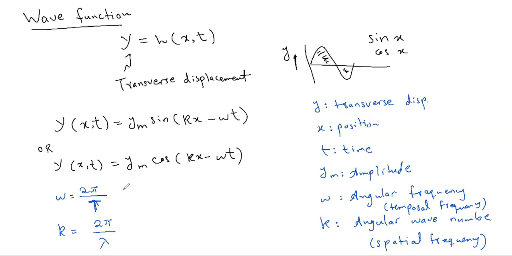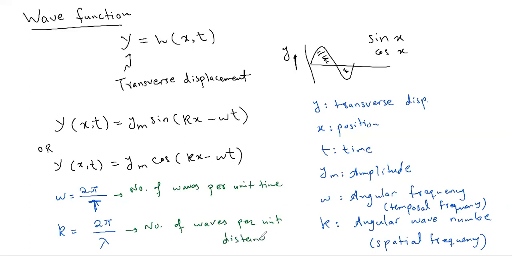So I should write this here to complete the sense. Number of waves per unit time. And this is number of waves per unit distance. So these are just two definitions.